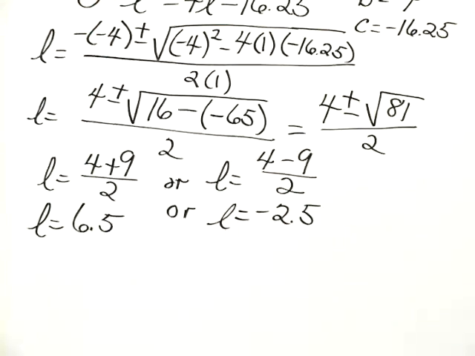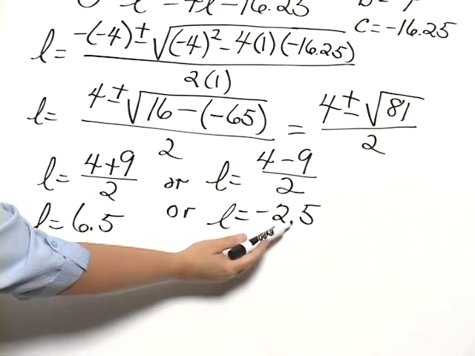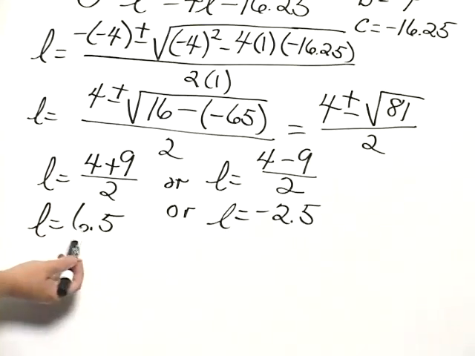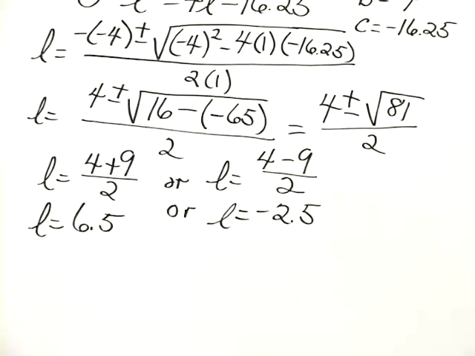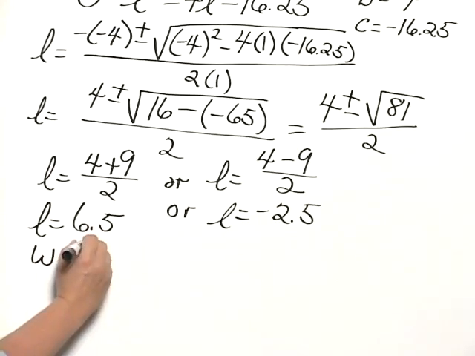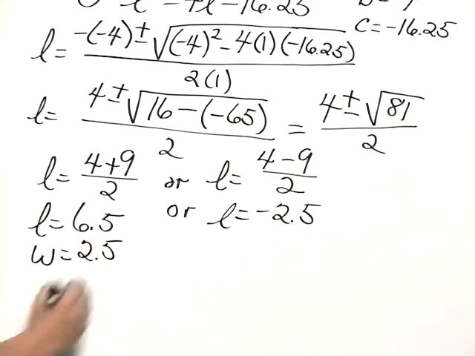Now, since we're dealing with lengths and widths, we're not going to be able to use the negative answer, but we have a possible positive answer of 6.5 for the length. And that would give us a width, since we know the width is 4 less than that, of 2.5. To check, we would multiply these together and find that the area is 16.25 square meters.